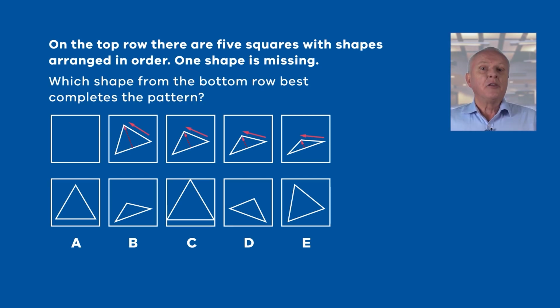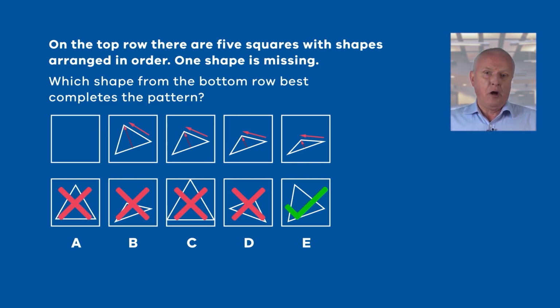We can see that options A and C are not tilted. They don't fit the pattern, so we can eliminate them. Option D is tilting the opposite way, so we can eliminate this as well. The triangles are decreasing in height, so the first diagram will have the tallest triangle. Option E best completes the pattern because it is taller than all the triangles in the top row.